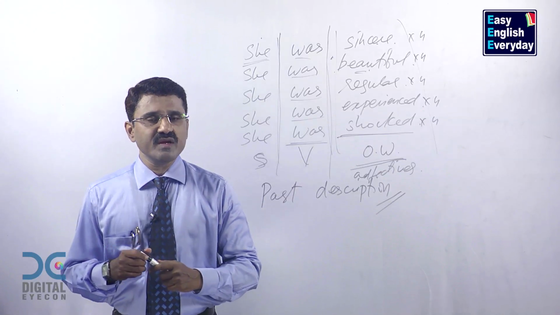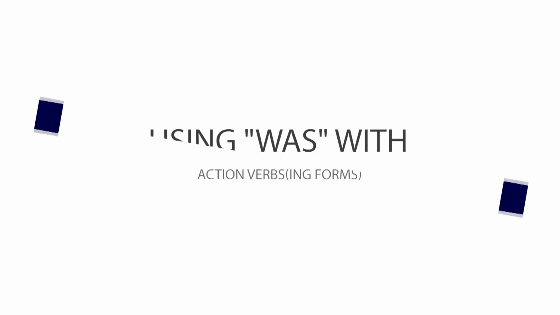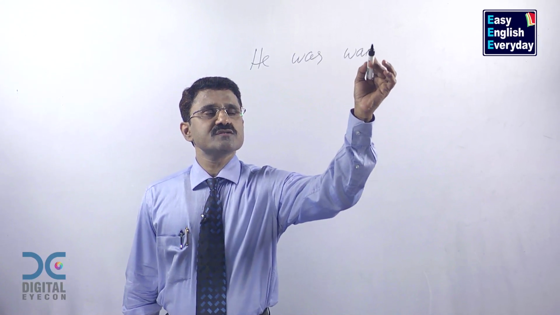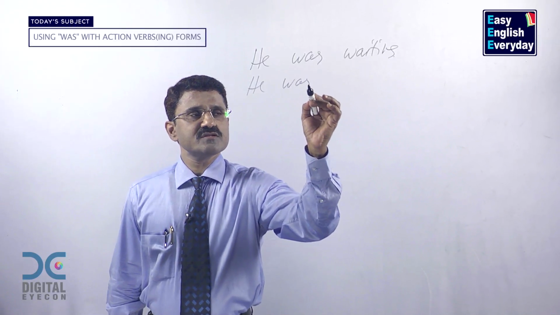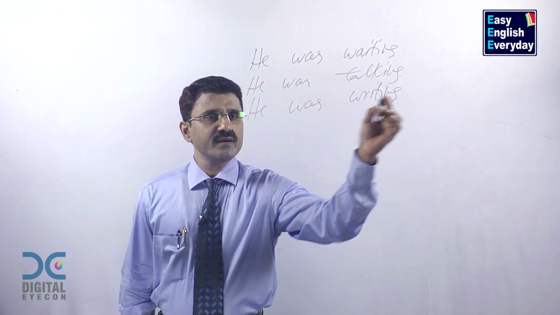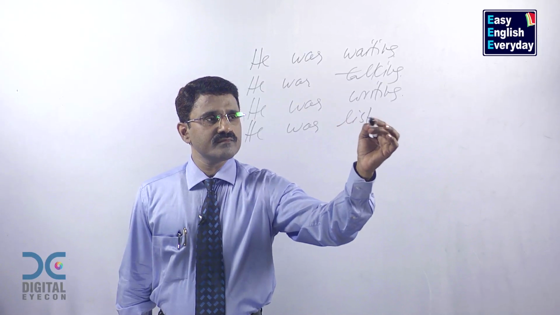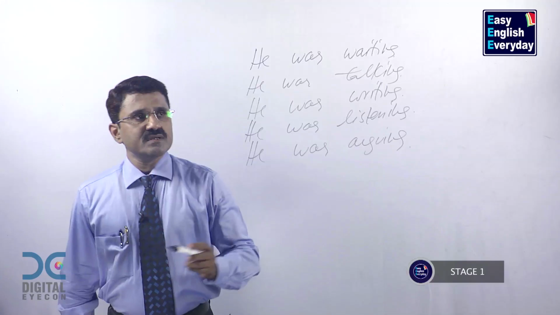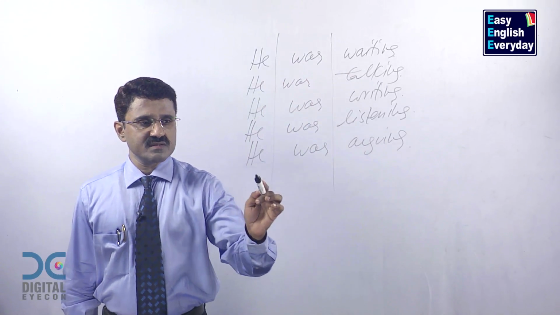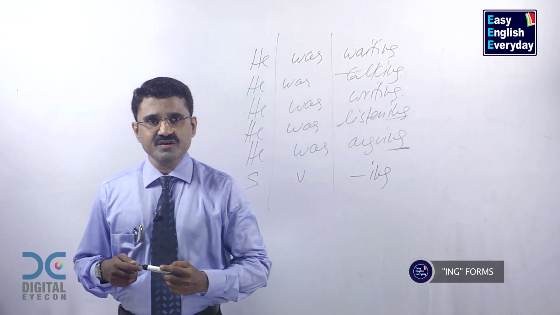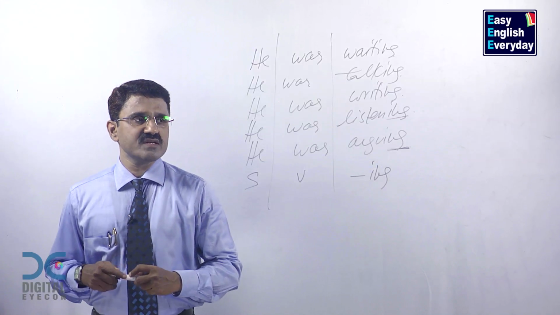Now let us see how it helps me in the third way, the third use of was. Look at these sentences. He was waiting. He was talking. He was writing. He was listening. He was arguing. This is the third use of was. Subject, verb and other words, and these are the ing forms, ing forms of the action verbs. He was waiting, he was talking, he was writing, he was listening, he was arguing.